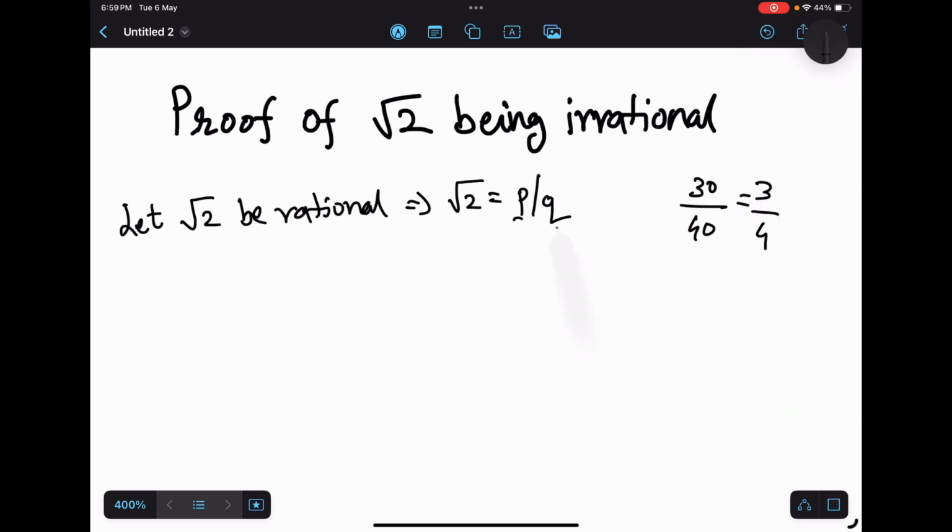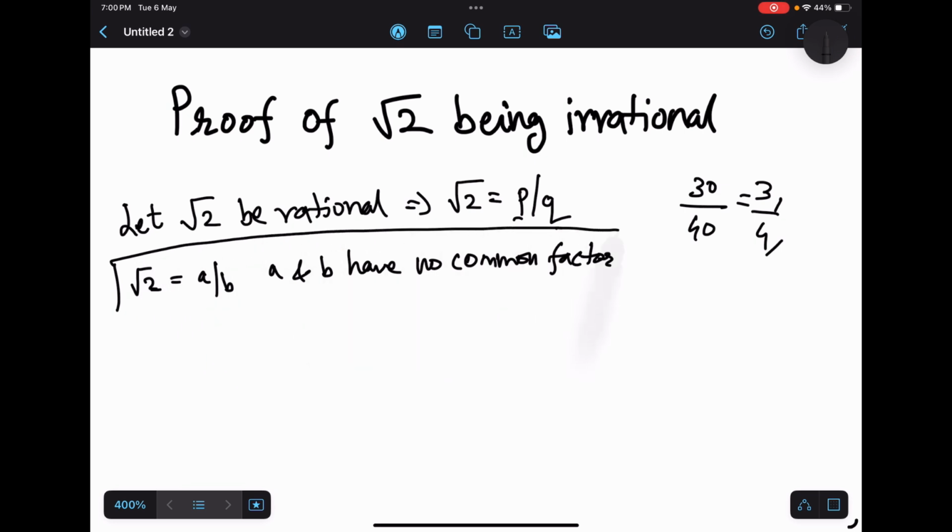Similarly, maybe p and q also have some common factor, so let's divide p and q by their common factor, and let's say the final numbers we come up with are a by b, such that a and b have no common factor, so that it can't be reduced any further. Here 3 and 4 don't have any common factor, so it can't be reduced further. So this is our starting point: root 2 is equal to a by b, where a and b have no common factor.